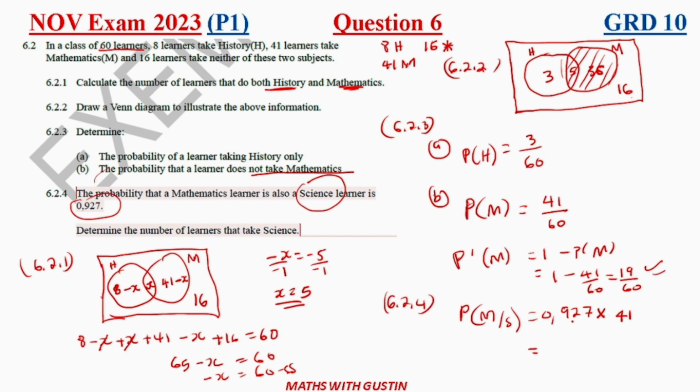So the answer here will be those that are doing science. It's going to give us 38.007. Remember, we are now referring to the number of learners, so we can't have a decimal. So it's going to be only 38 learners. And that's how you would deal with questions like this one, guys. Be careful of this question, 6.2.4. It comes up a lot in the exam. That's how you deal with a question paper like this one. It was paper 1, guys. Let me see you when we do paper 2.